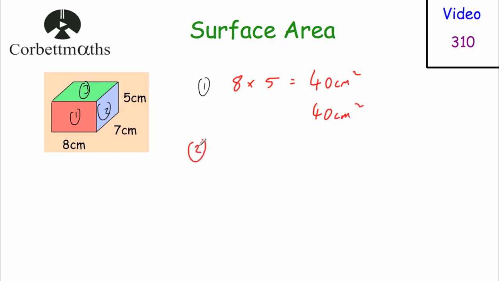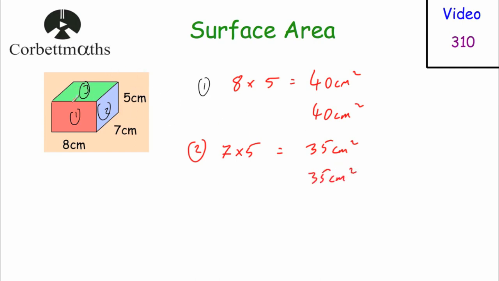And then face 2, we've got the right hand side here. If we look at this rectangle, it's got a length of 7 and a height of 5, so we're going to do 7 multiplied by 5, and 7 times 5 is 35, so that's 35 centimetres squared. So the area of this rectangle on the right hand side is 35, and that would be the same as the rectangle on the left hand side, so there's another 35 centimetres squared.